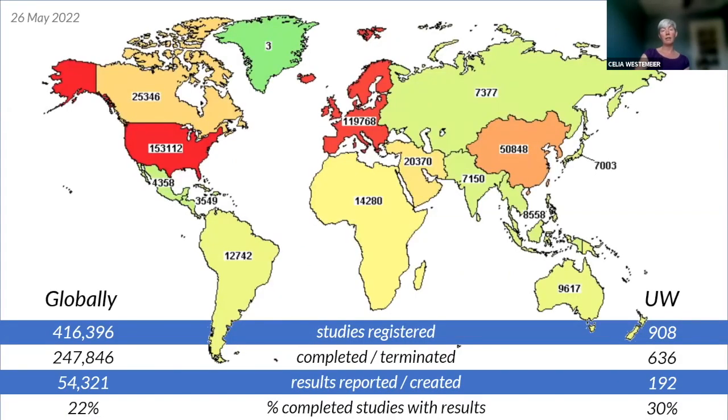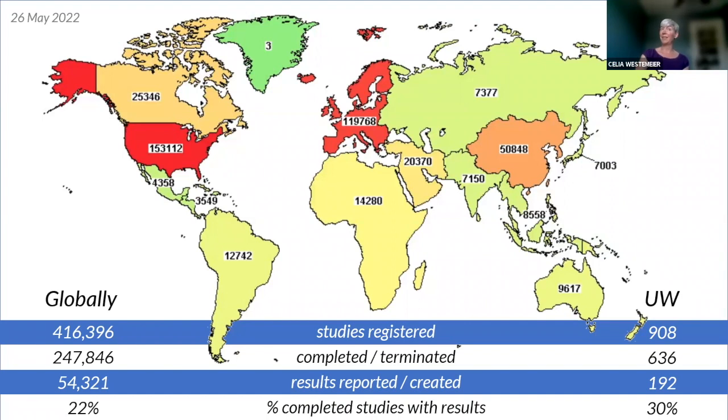There are many ways to search for a trial on ClinicalTrials.gov, including this map, which really shows how massive the database is. Globally, as you can see, there are over 400,000 trials registered to the site. About 54,000 have results reported or created, and 22% are completed with results posted.